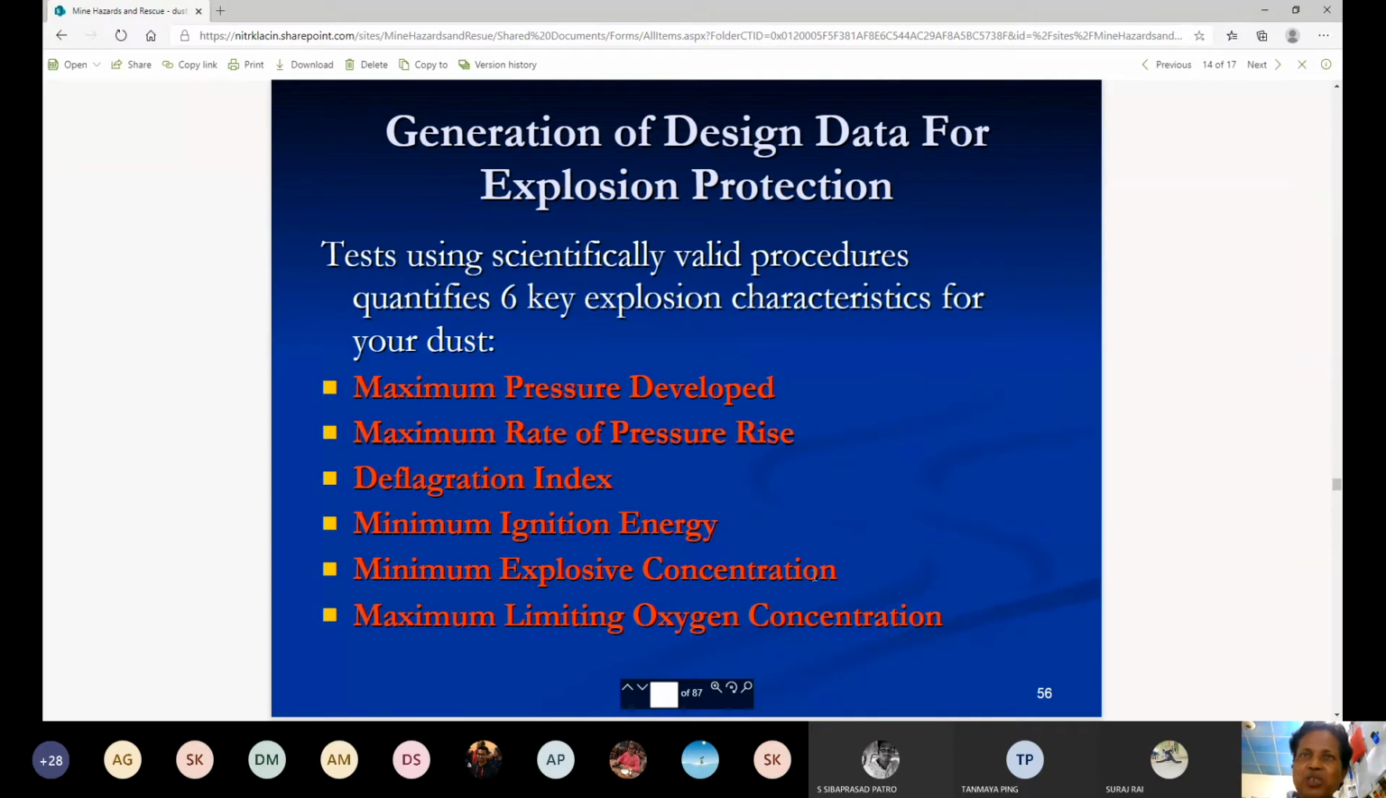Minimum explosive concentration of dust. What is the minimum explosive concentration of dust necessary for the explosion to take place? What is the maximum limiting oxygen concentration? What is the oxygen concentration level, the maximum level? These things are determined in the laboratory with the help of an apparatus called the Hartmann apparatus.